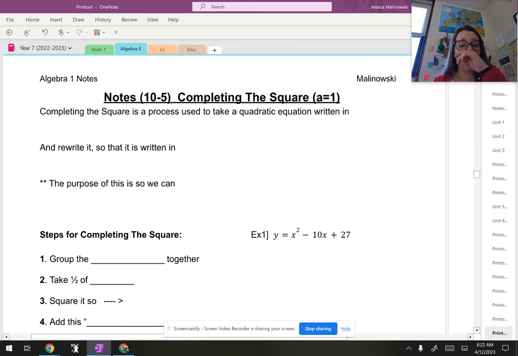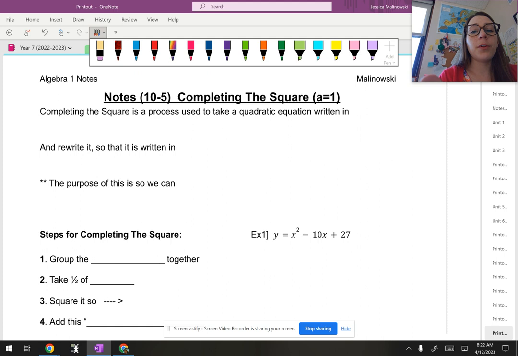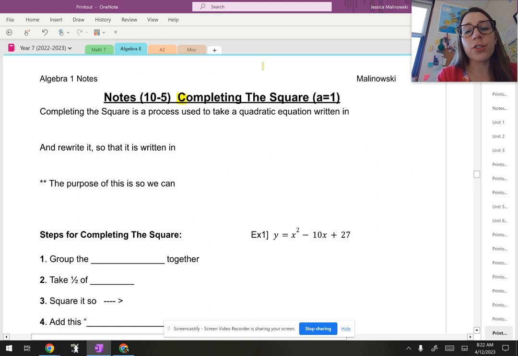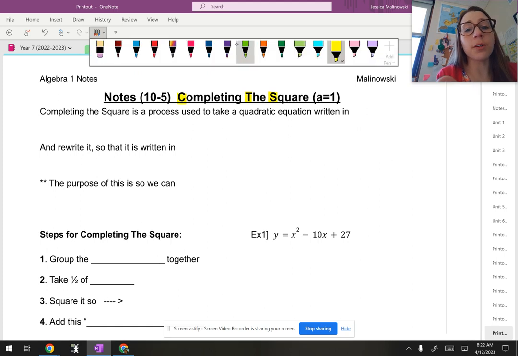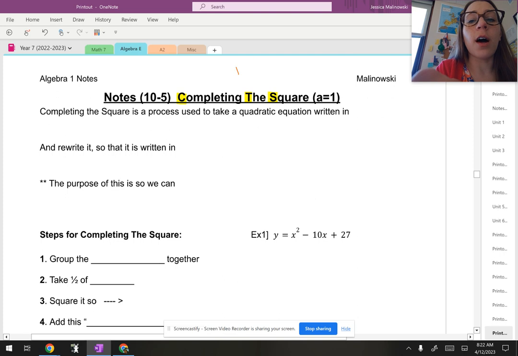All right, so here we're looking at algebra notes for completing the square. Completing the square is a really, really important process. The Regents exam in the most recent years are totally obsessed with it. I'll abbreviate complete the square with CTS every now and then, so just be aware of that.